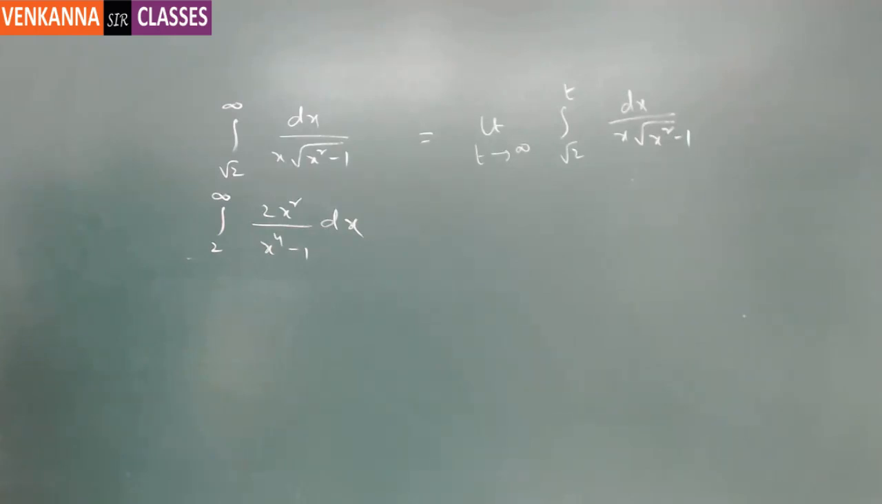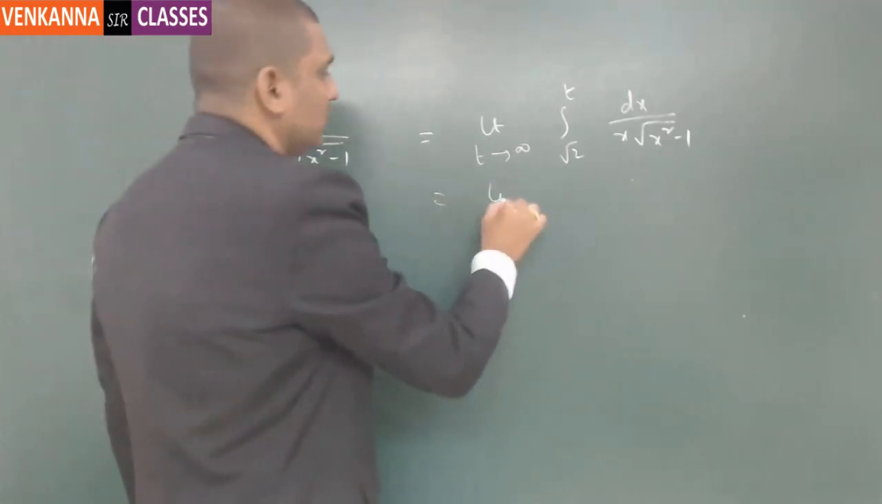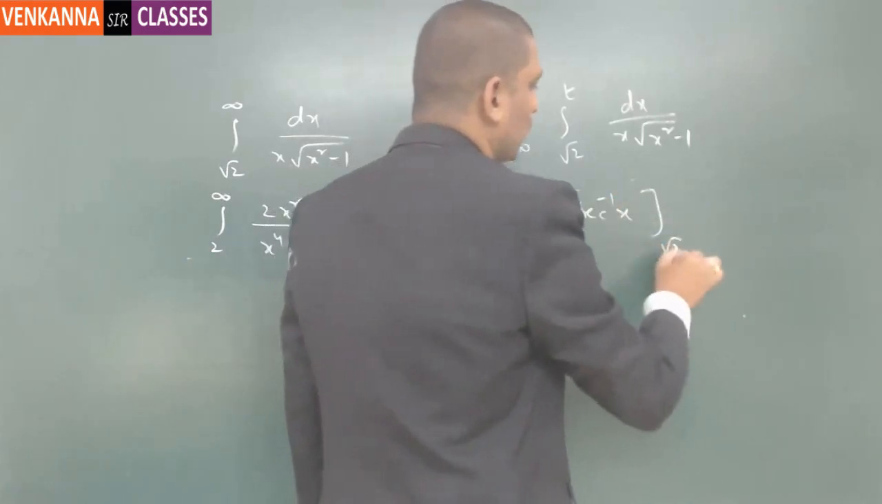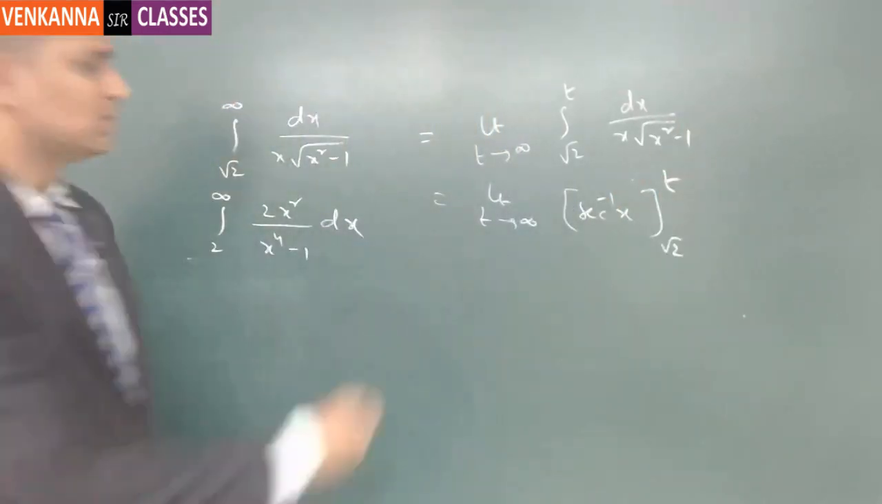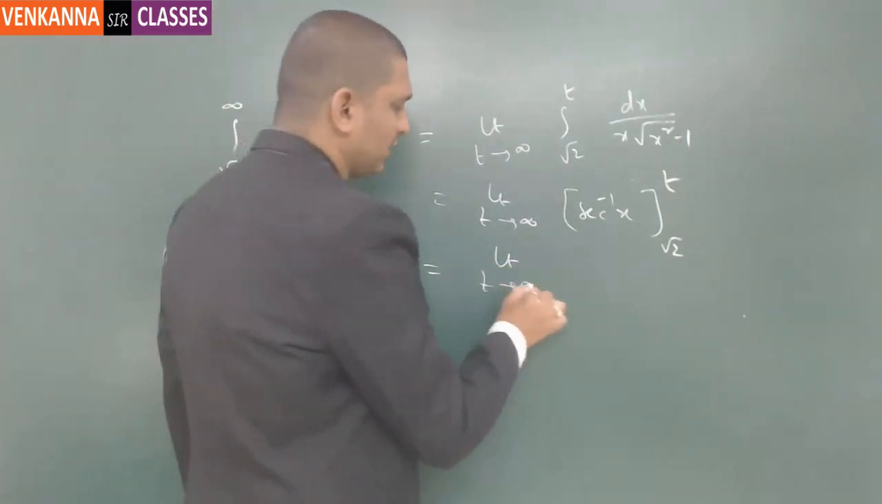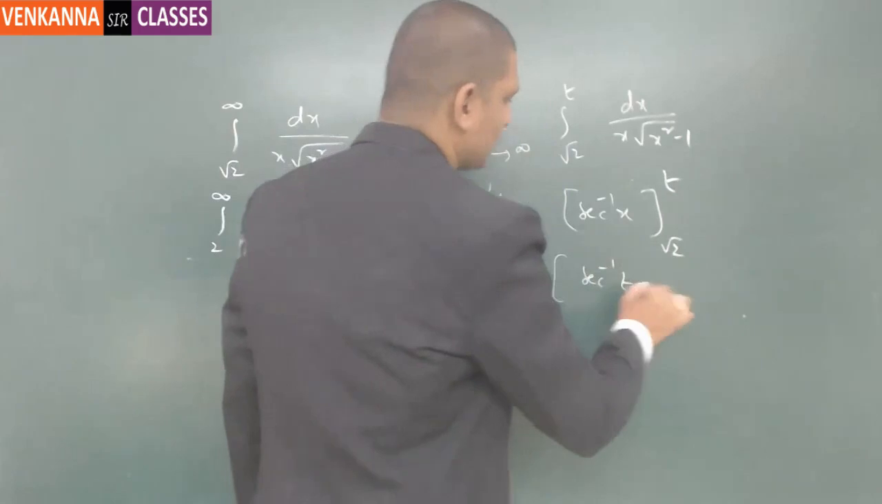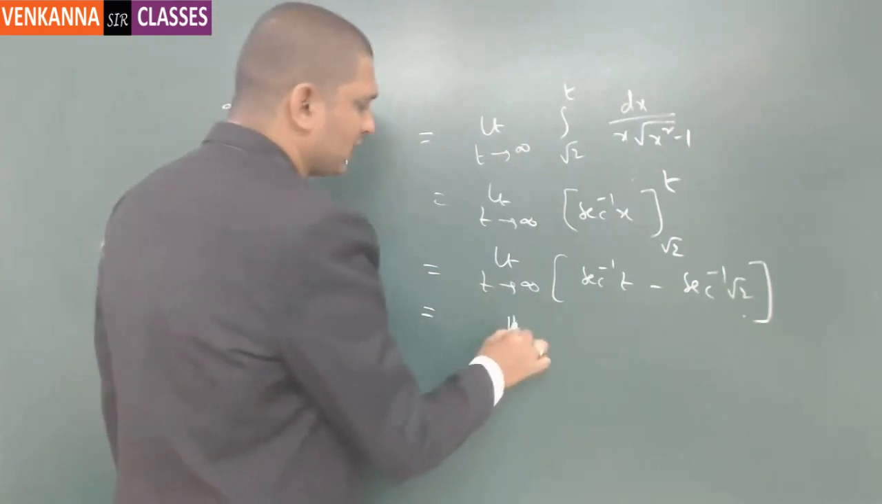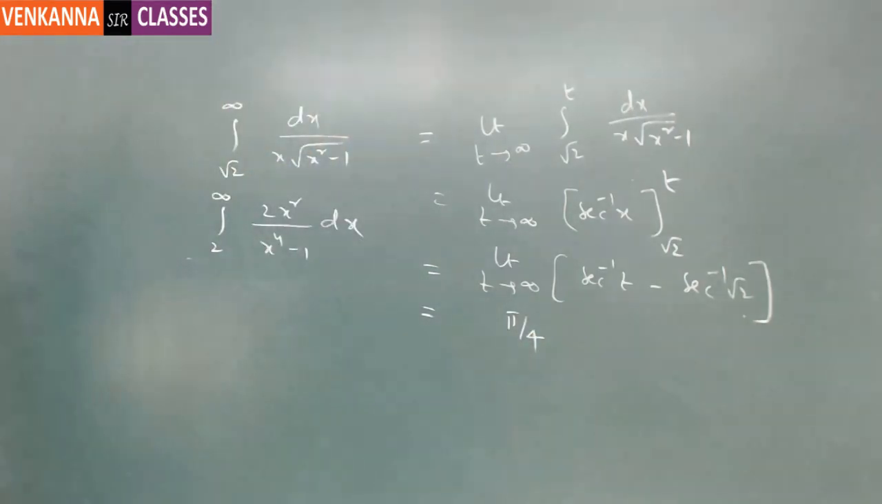Can you recollect any formula for that? I think it will be secant inverse x, if you have remembered the formula. So this is equal to limit t tends to infinity secant inverse x between root 2 to t. So this equals limit t tends to infinity secant inverse t minus secant inverse root 2. If you apply the limit, you are going to get pi by 2 minus pi by 4, the result is pi by 4.